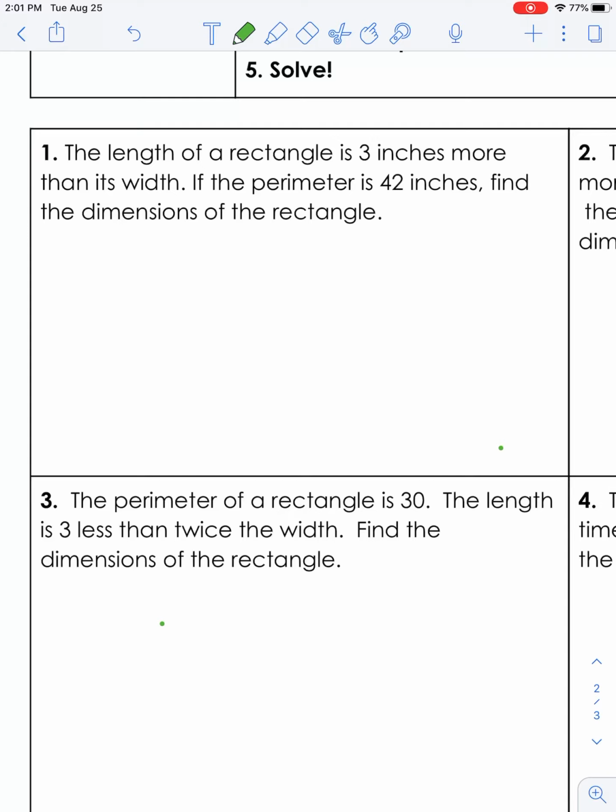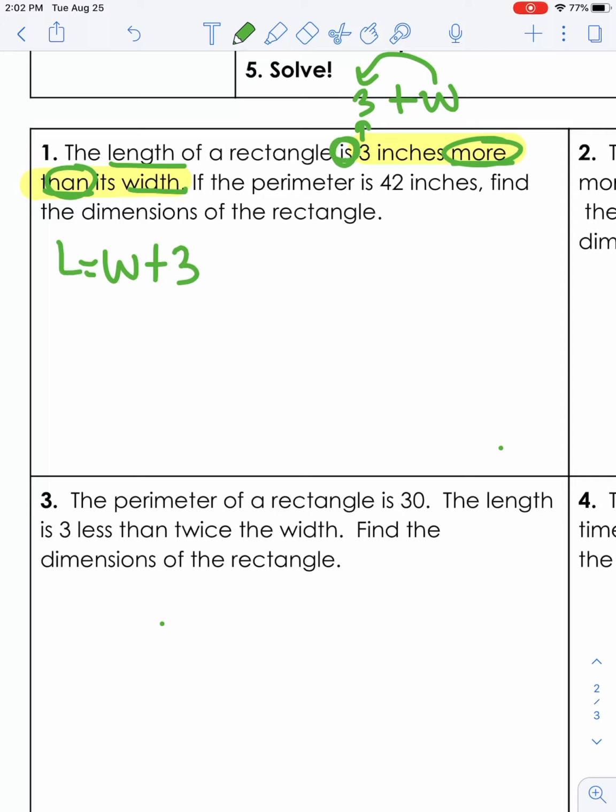So if we reread this problem, the first sentence states the length of the rectangle is 3 inches more than its width. We just need to change this expression to algebra. So we have 3 more than means add, and width can be W. But the more than is a turnaround phrase, so we'll actually write W plus 3. And this means equals our length.